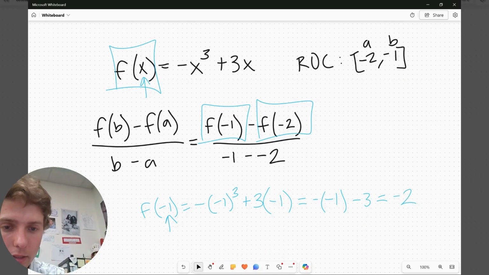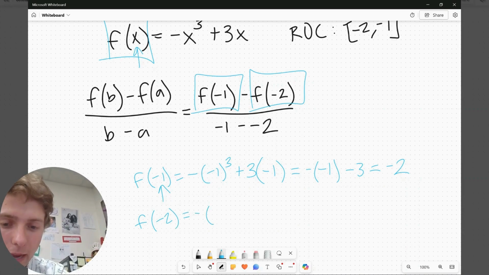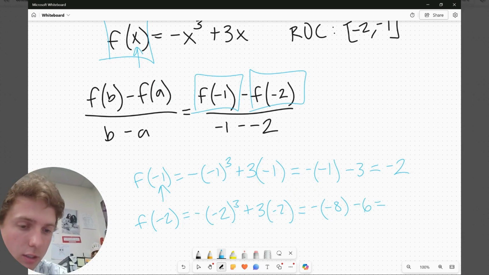Simplify the other part. Simplify f of negative 2, right? That was just f of negative 1. We need f of negative 2 as well. And again, that's found the exact same way, which is just plugging in. Once you plug in, simplify it by hand. Negative 2 cubed is negative 8. 3 times negative 2 is negative 6, and just combine your values. That'd be positive 8 minus 6, which is 2.